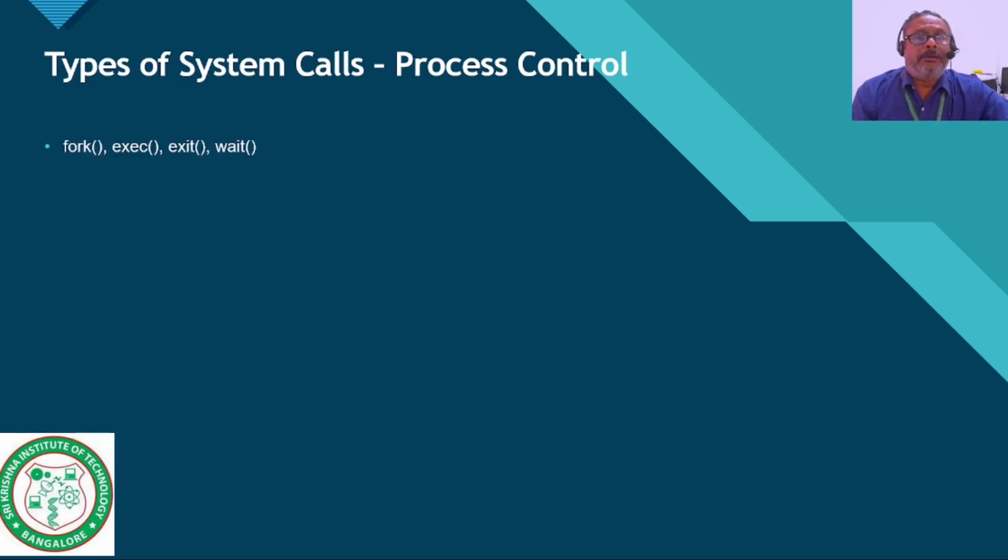So there are various system calls. Mainly the system calls useful are fork, execute, exit, wait, kill, etc. So let's see some examples.